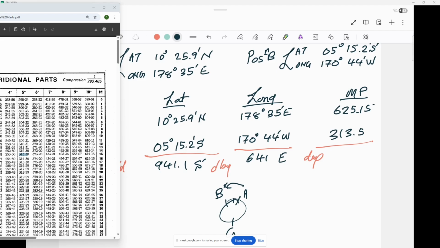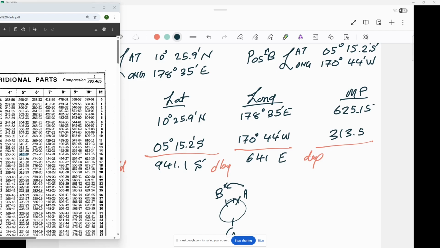625.15. I'm developing a website for navigational calculations. So once I complete that one, I will share it with you guys. Instead of using your calculator, you can put it into this website and you can easily get the answers. But for the time being, let's do it like this.